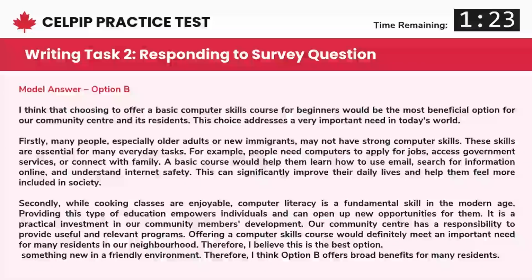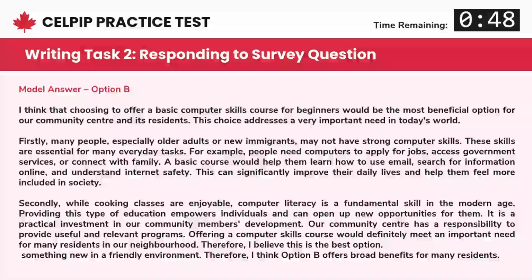Let's look at why the model answer supporting option B effectively addresses the survey question. You can pause the video at any point if you'd like more time to read the full sample answer. This response clearly indicates its preference right at the beginning, stating, "I think that choosing to offer a basic computer skills course for beginners would be the most beneficial option." The writer then provides strong justifications for this choice. Key reasons include that computer skills are essential for many everyday tasks and that such a course empowers individuals.